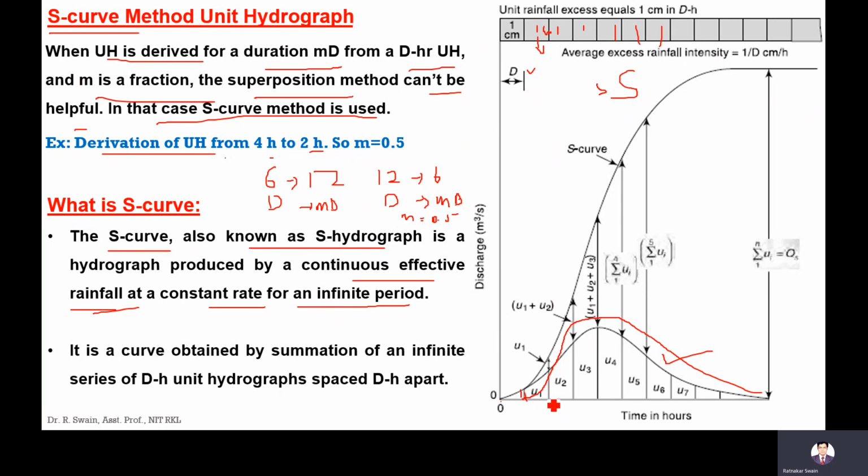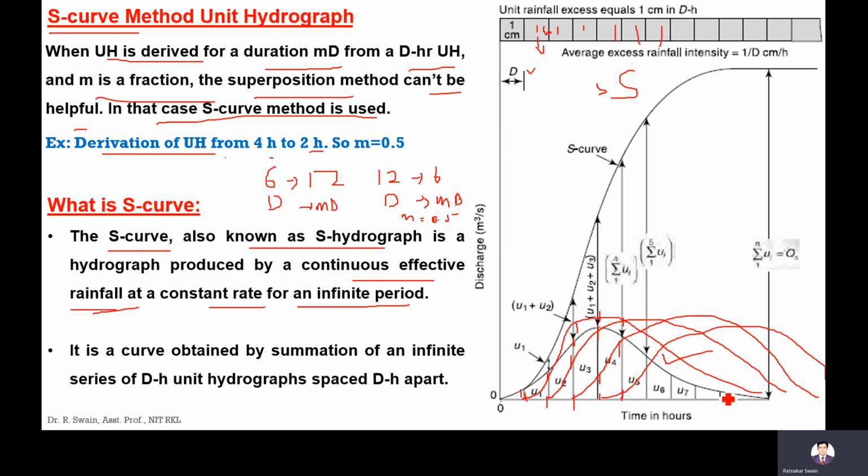Next unity hydrograph, d hour. Next unity hydrograph, d hour. Means after d hour the unity hydrograph will be lagged by d hour. So if we add the ordinates of these curves at different time steps, we will obtain a curve like this, which looks like the letter S, that is called the S hydrograph.